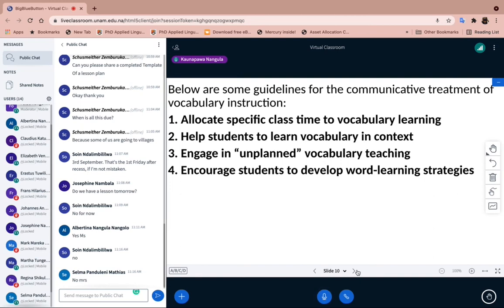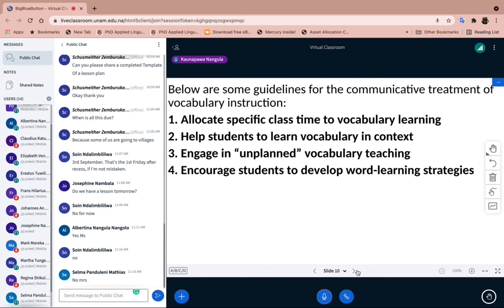The first one is allocate specific class time to vocabulary learning. All right? Allocate time for vocabulary learning during your class time. And then number 2, help learners to learn vocabulary in context. And then number 3, engage in unplanned vocabulary teaching. And then number 4, encourage learners, those students here, to develop word learning strategies.